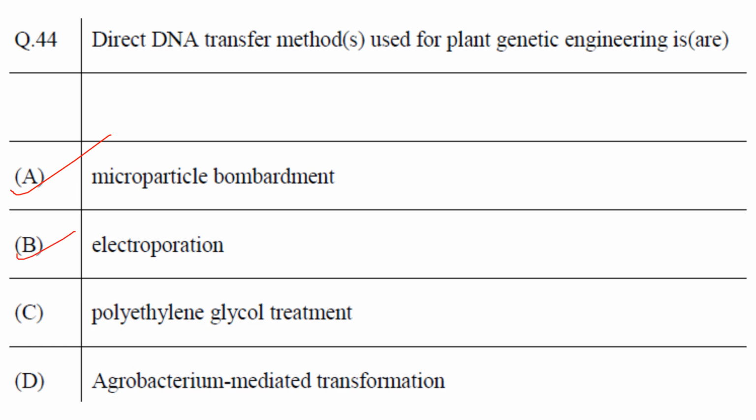So B is also correct, C is also correct. Agrobacterium mediated transformation is not correct. It is not a direct DNA transfer method, it is an indirect DNA transfer method.